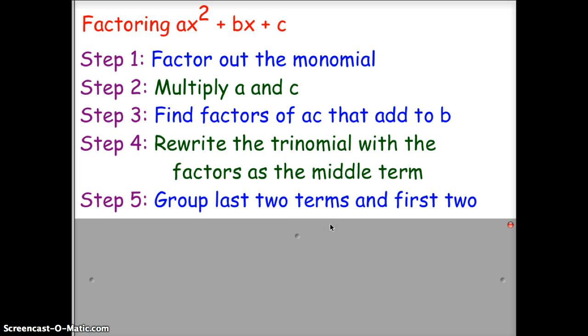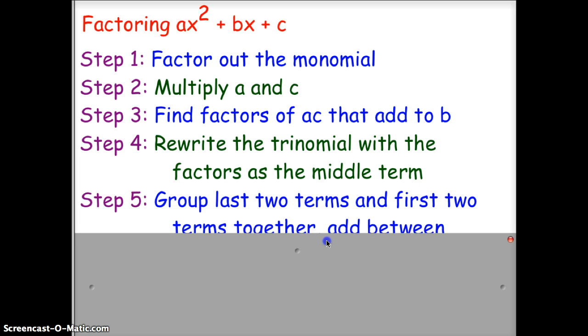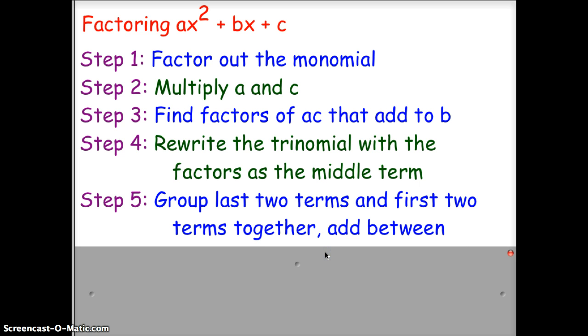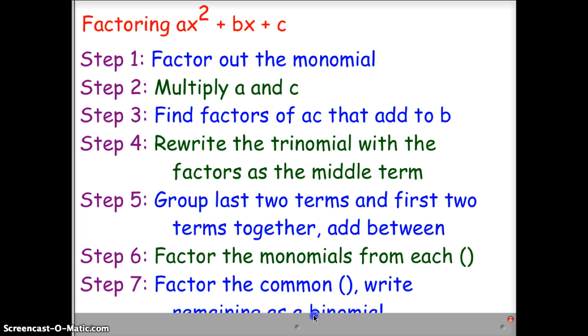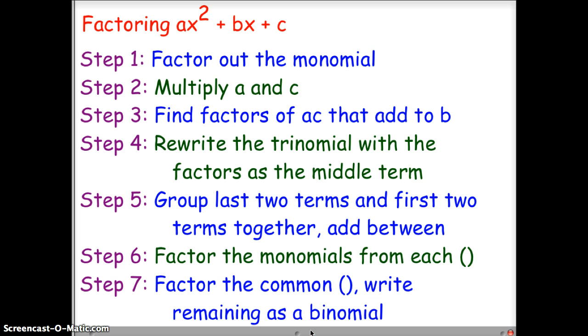Step 5, group the last 2 terms and the first 2 terms. This is just done with parentheses. Make sure you are adding between. Step 6, factor out the monomial from each set of parentheses. And step 7, factor the common parenthesis and write the remaining as a binomial. Now, there's a lot of steps, and this sounds a lot more complicated than it actually is, but once we try it, it's not going to be too terribly bad.